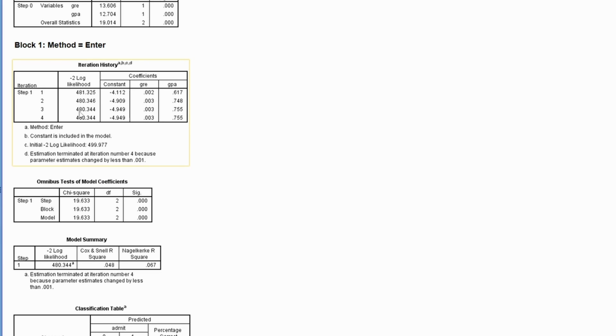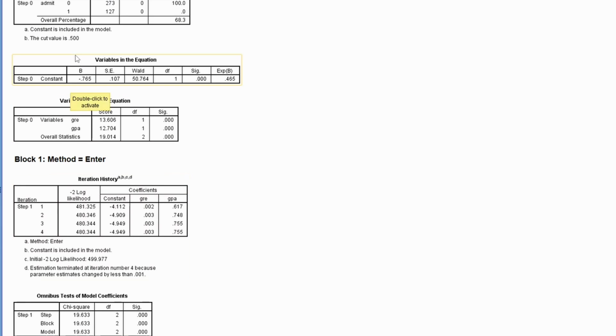Yes, because we add two predictors into the model, so model fit in general overall should be better. So this is the step block. Remember, we only have one block earlier. We do not have hierarchical regression. We only have one block, and since they only have step 0 and step 1, that's only one step difference.